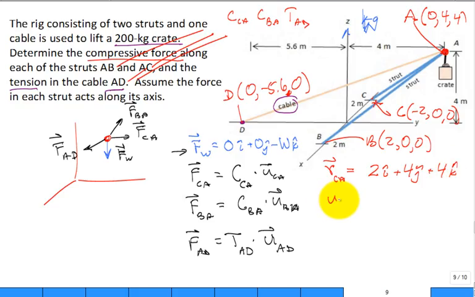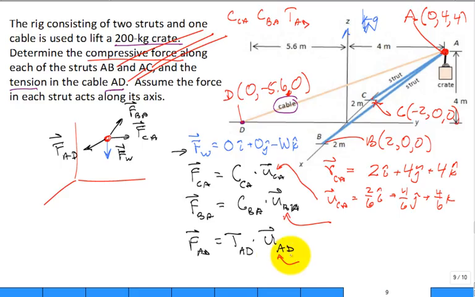Then I get the unit vector C to A is equal to, what is the magnitude of the 2, 4, 4? This would be 4, that would be 16, 16, 32, 32 plus 4, 36, square root of that, 6. So it'll be 2/6 I, 4/6 J, 4/6 K. That's this one. How about the next one? You do the same thing.